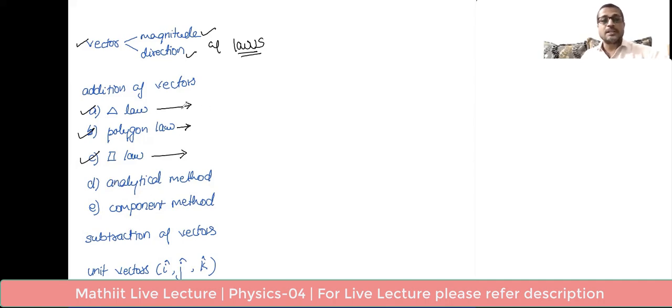We have also seen that these graphical approaches have limited utility. They are not convenient in all situations. Therefore, we use an analytical method. We have seen how to find out both magnitude and direction. Component method is something that we are not going to touch upon immediately. And then subtraction of vectors, we have seen. Unit vectors i cap, j cap, and k cap is what we have seen. Okay, this is what we have done.